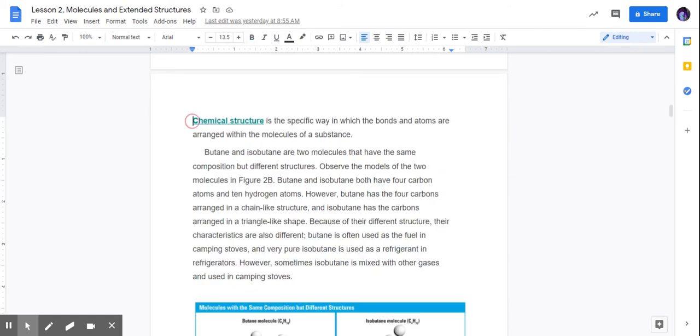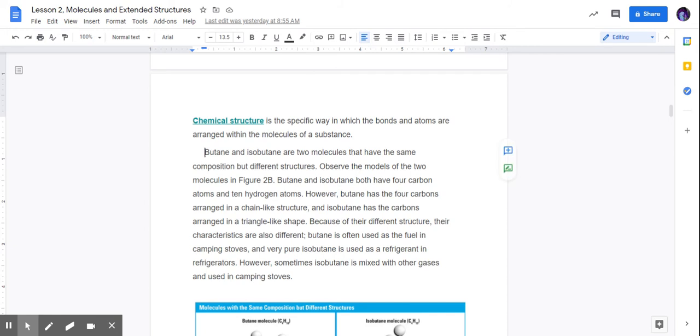Let's look at chemical structure right here. Chemical structure is the specific way in which the bonds and atoms are arranged within the molecules of a substance. Remember, we talked about bonds with the ball and stick atom models, where they had 2 or more atoms joined together with the gray lines between them. Those were the bonds. So we're going to start right there.